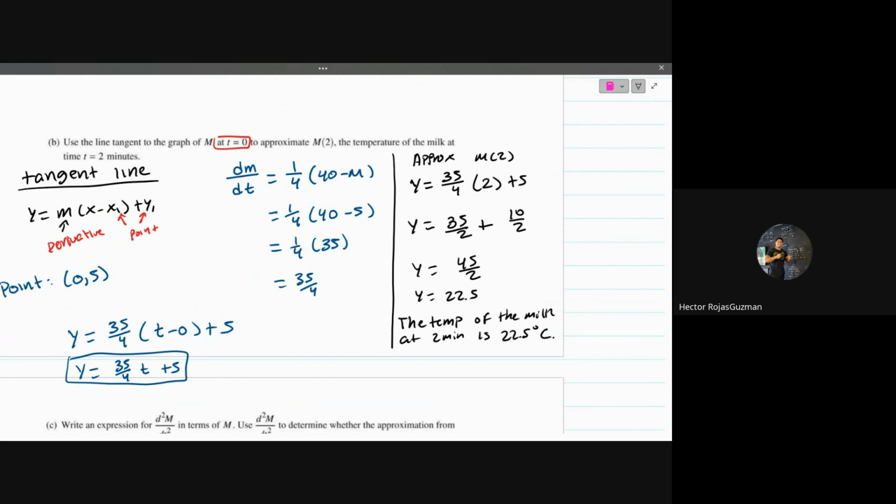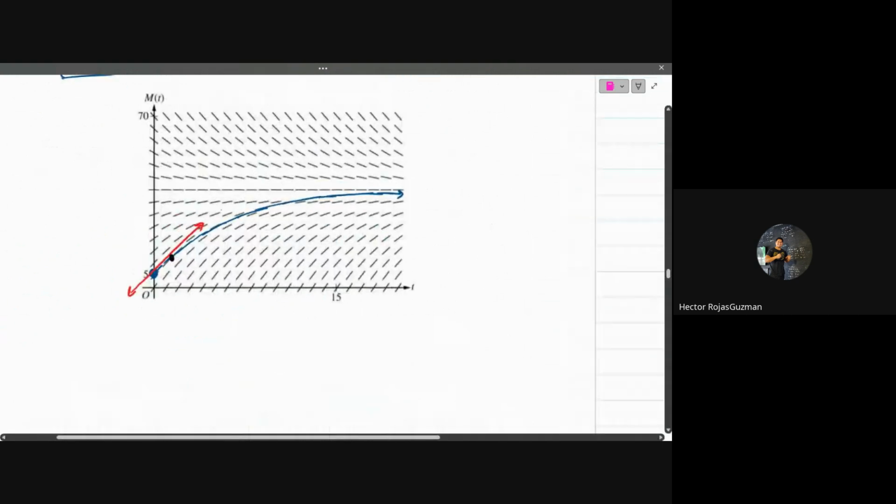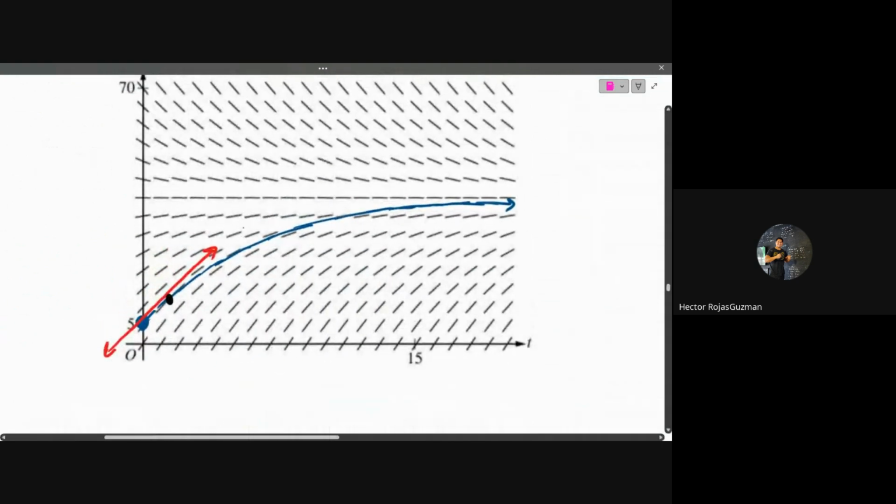Now, of course, this is not exact, right? Because this 22.5 is the value of 2 at the tangent line. I said it backwards. The value of the tangent line at 2. But because the tangent line is so close to the function itself, it's a pretty darn good approximation, right? We're off by decimals.